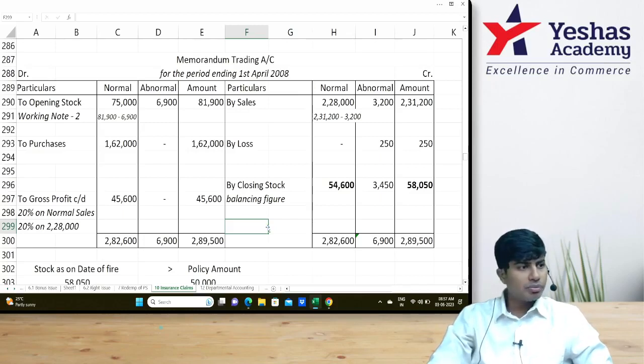Done with memorandum trading account. Can I scroll? No. Okay.